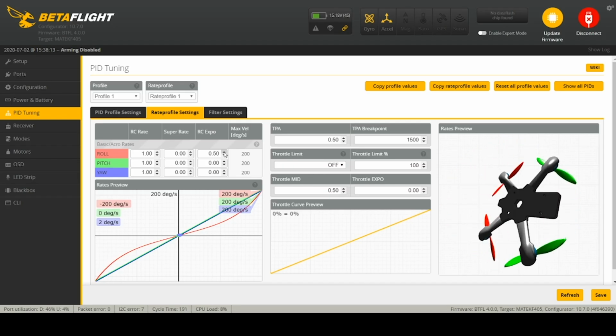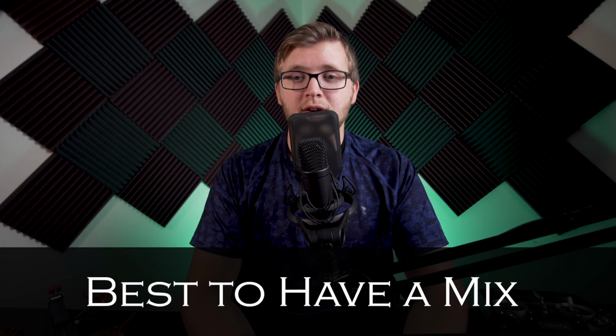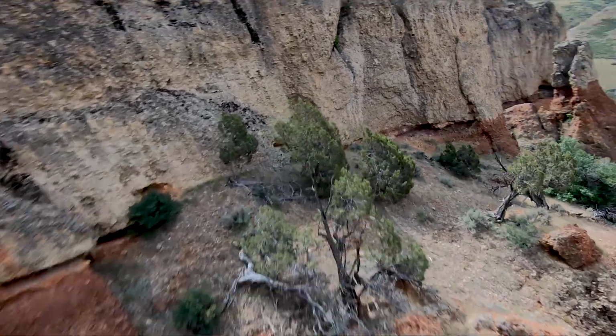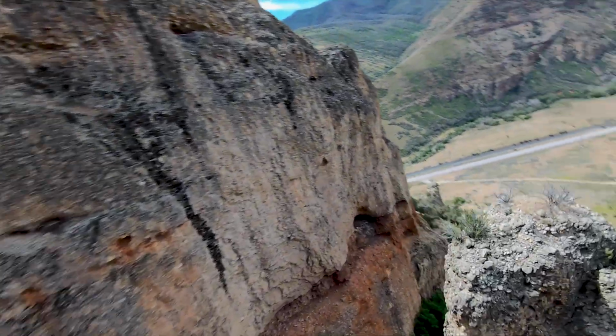This can make the drone hard to control because when you start reaching full stick input, the drone will go from slow rotation to fast very quickly, making it hard to keep your orientation while flying. So as you can see in these examples, it's best to have a good mix of RC rate, rate, and RC Expo. So now that you know what all 3 of these settings do and how to use them, feel free to experiment with different rate tunes and try new things.